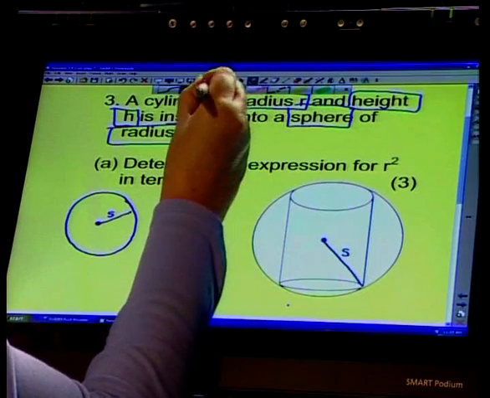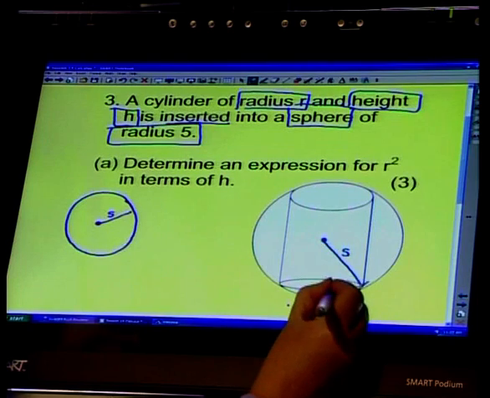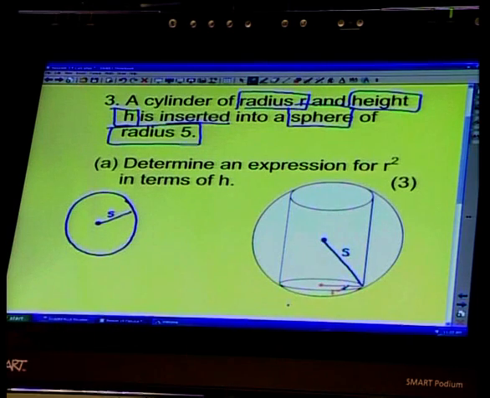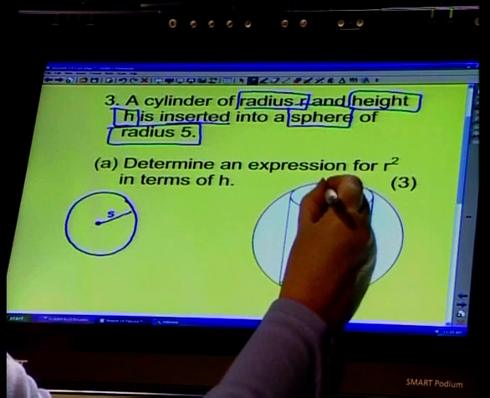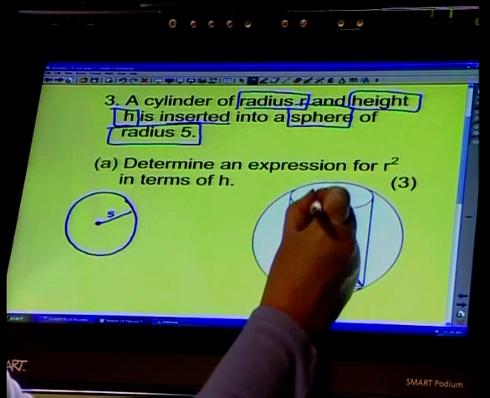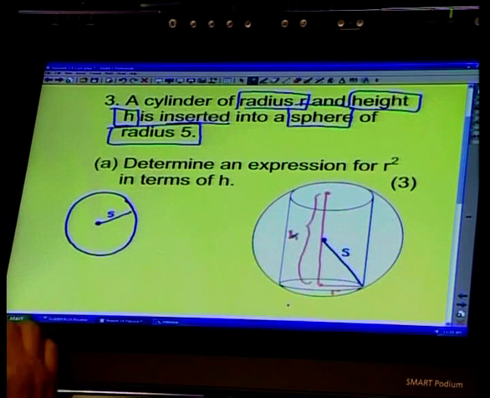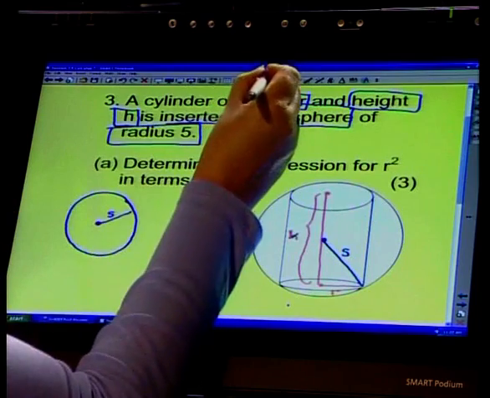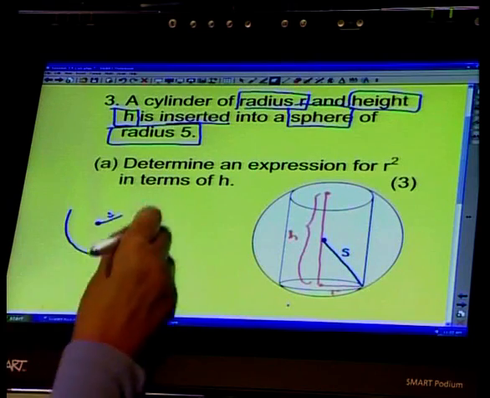What did they tell me other than that? They told me the radius of the cylinder is r. Okay, and the height of the cylinder is h. In other words, from the top down here, all together is h. All right, so now it says determine an expression for r squared in terms of h.